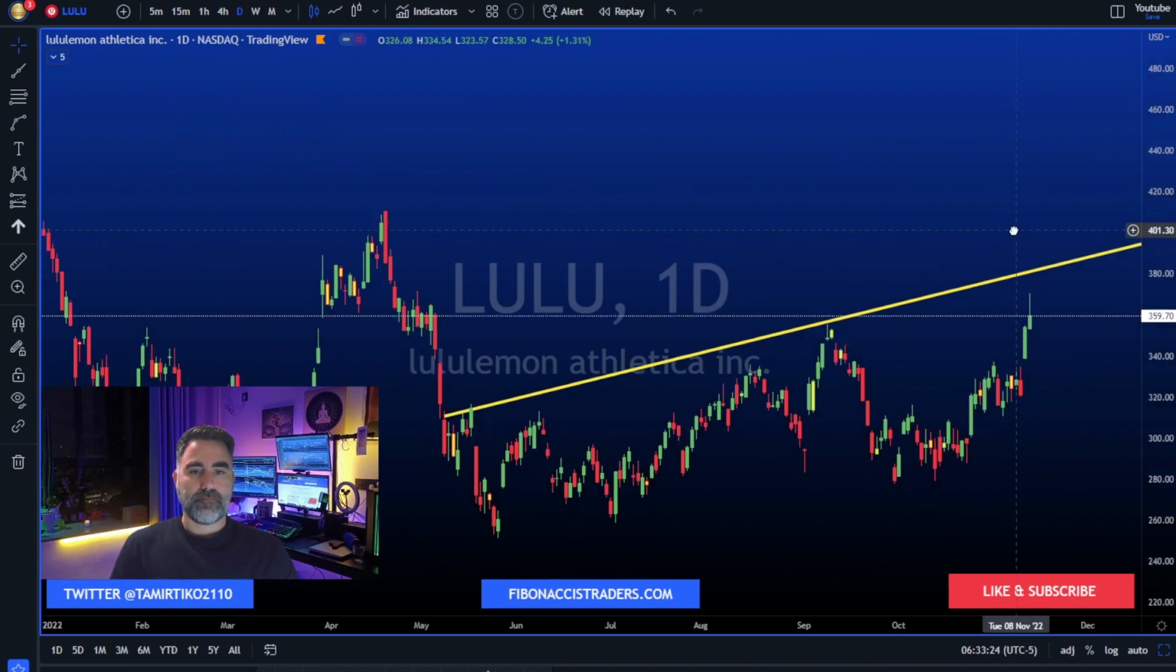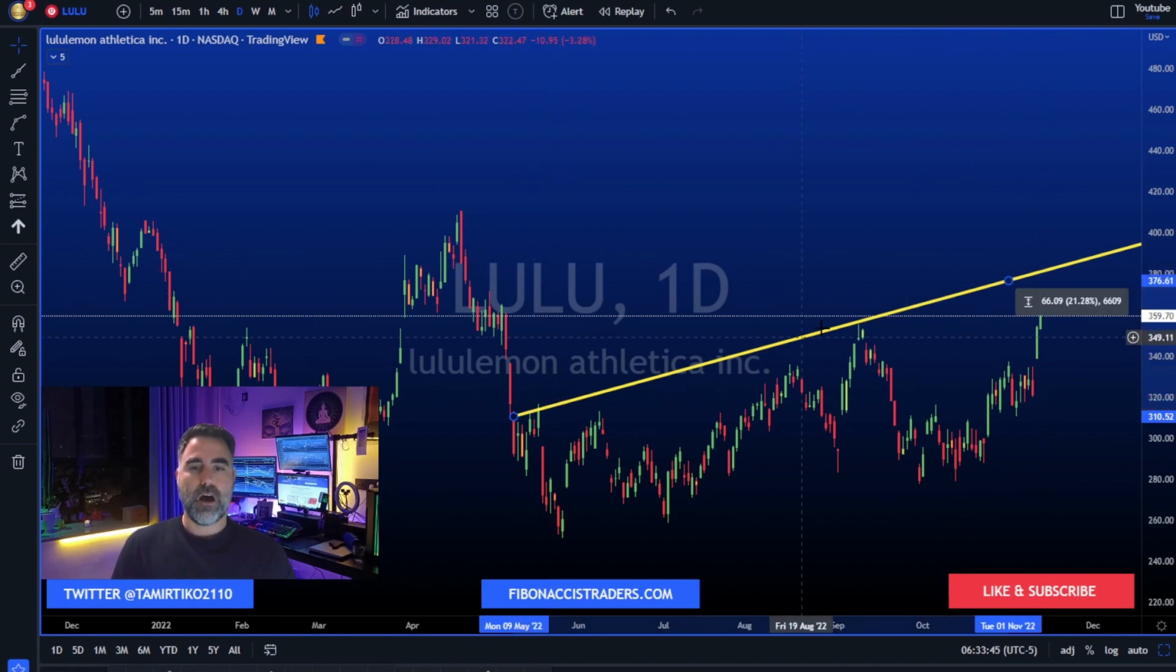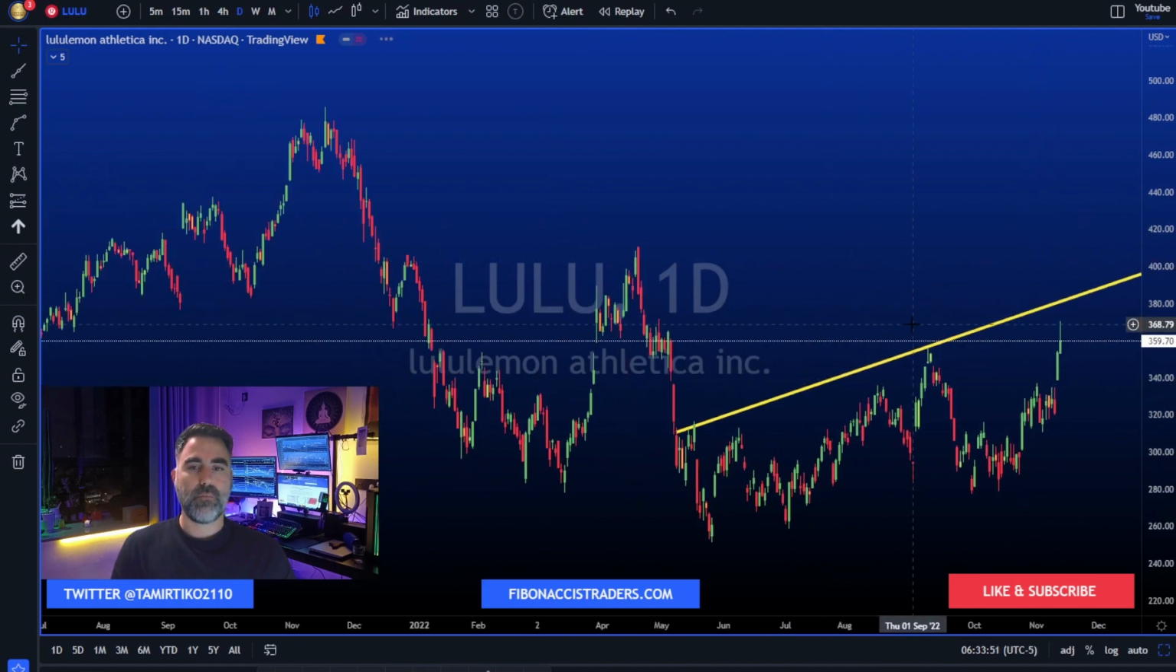Lululemon, another name that is making higher lows and higher highs since the low of May 2022, higher low July 22, and also here October 22, higher lows, higher highs. Let's see if bulls can reach this trend line here, higher highs on this trend line. This trend line will be a major test for the bulls.